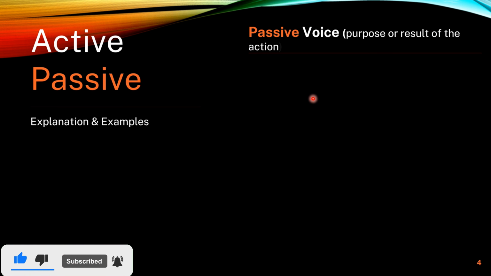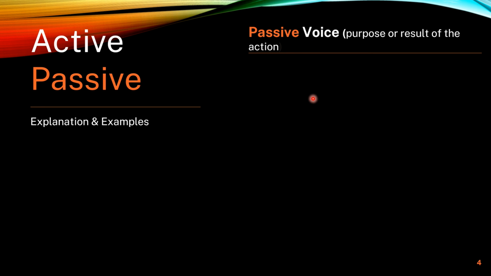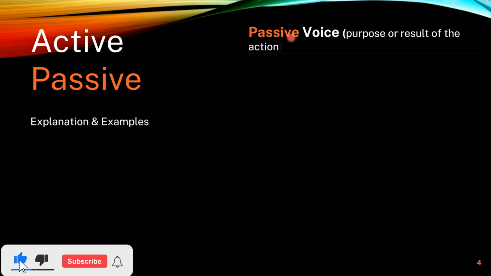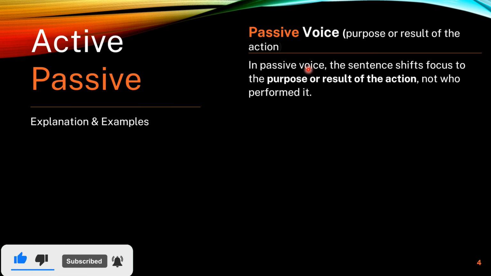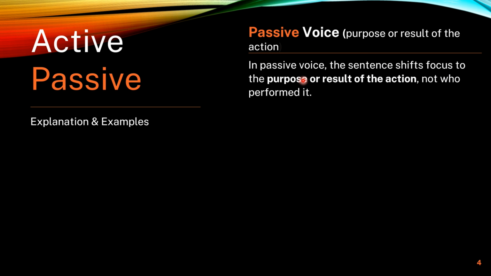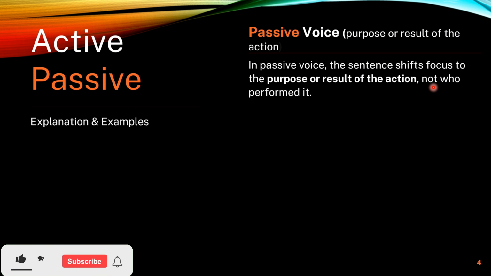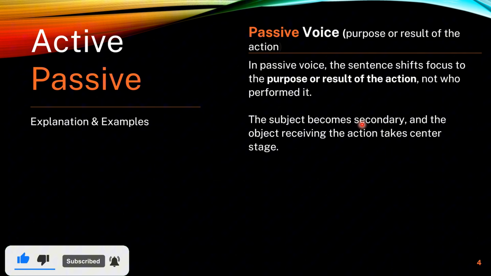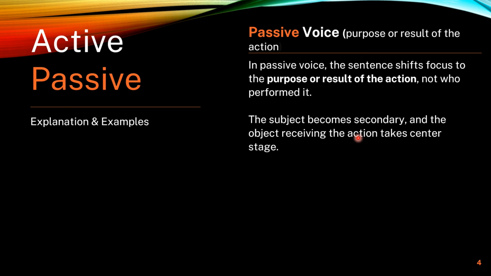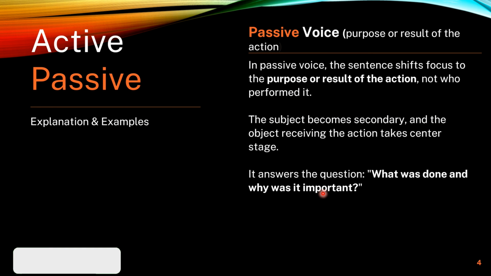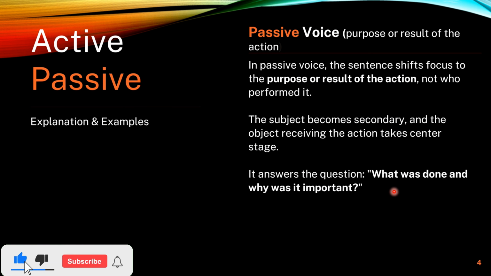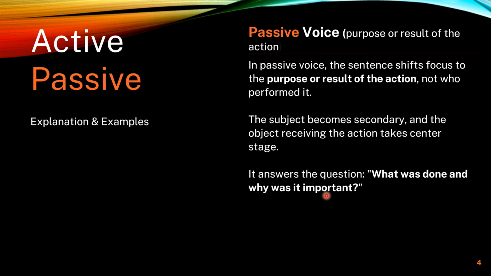Let's just try to understand this. Passive voice, as you can see on my screen that I have written here, purpose or result of the action, right? So in the passive voice, understand with the definition. In passive voice, the sentence shifts focus to the purpose or result of the action, not who performed it. Let's make it more simpler. So the subject becomes secondary and the object receiving the action takes center stage. Let's make it more clear. It answers a question, what was done, right? Or why was it important? Nobody is going to ask you who did the task, who did this activity, right?